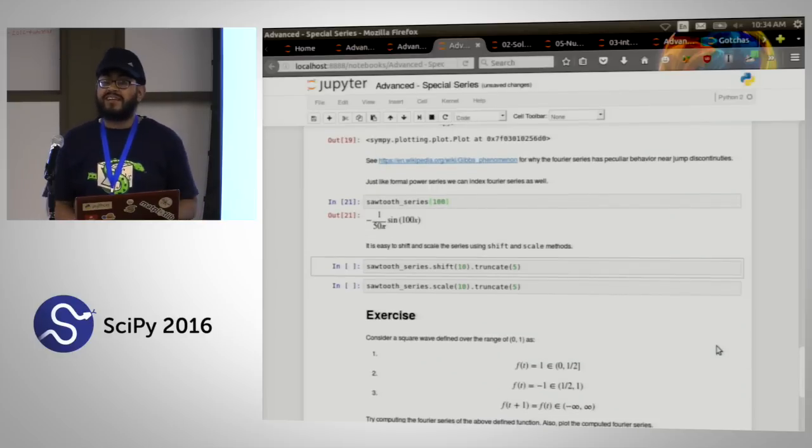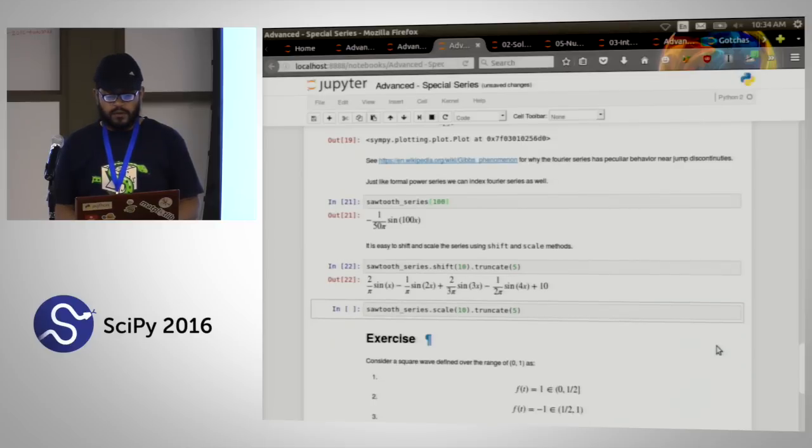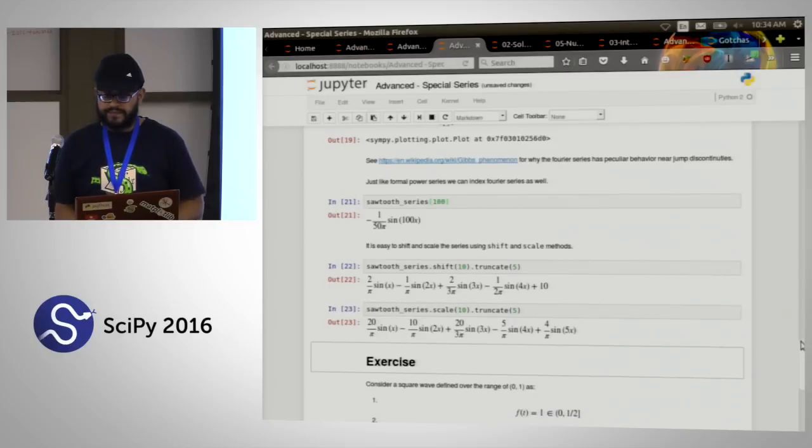Sometimes in Fourier series analysis, we need to shift the series or scale the series. Rather than recomputing the Fourier series, we can easily do that using the shift and the scale function. So this shifts by 10 and this scales by 10.